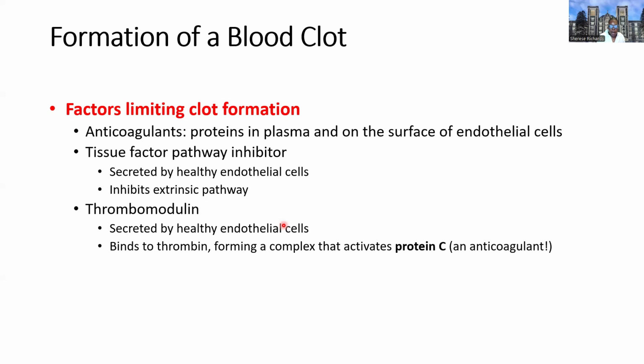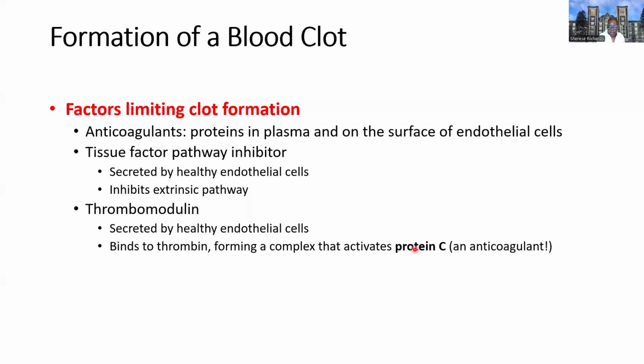We also have thrombomodulin, which is secreted by healthy endothelial cells, and that can bind to thrombin, forming a complex that activates protein C. So when thrombomodulin binds to thrombin, it kind of deactivates thrombin, but it makes another complex that activates protein C, and protein C is itself an anticoagulant. It's going to prevent clotting or clot formation.